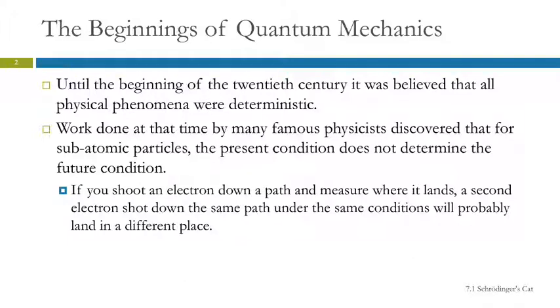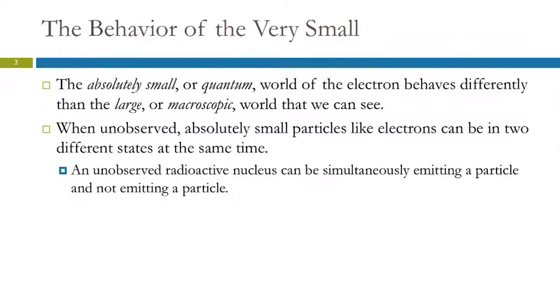Okay, quantum mechanics is disturbing. So I'm sorry, I might make your head hurt today. The absolutely small, or the quantum world, is what we're talking about, the very, very tiny particles, the world of electrons. It behaves very differently than the larger macroscopic world, things that we can see. So these absolutely small particles, like electrons, can actually be in two states at the same time. Not like California and Nevada, but two physical states.